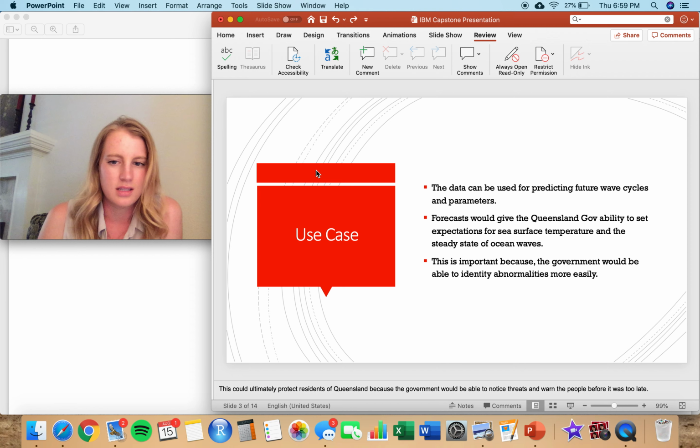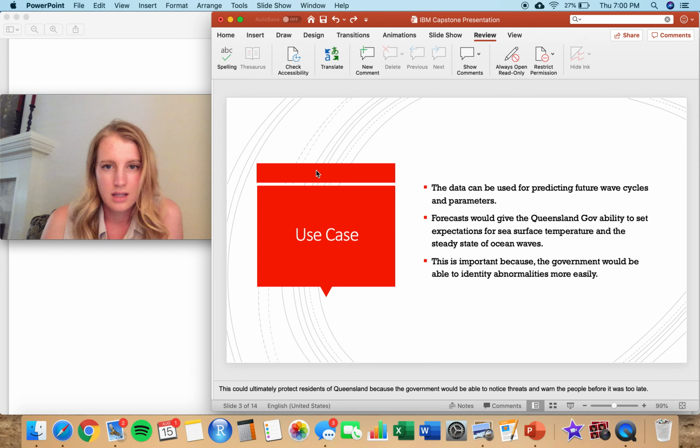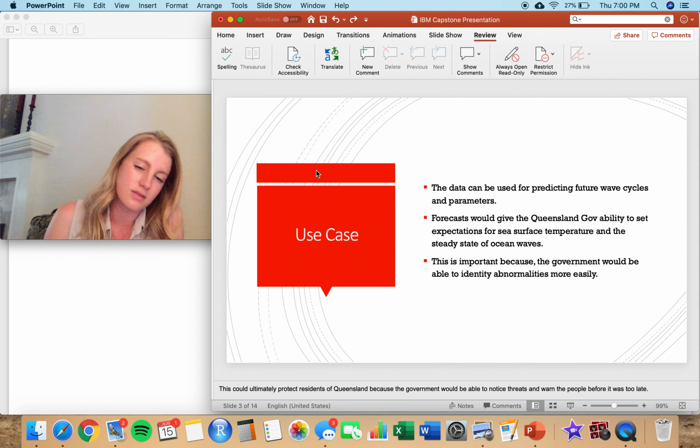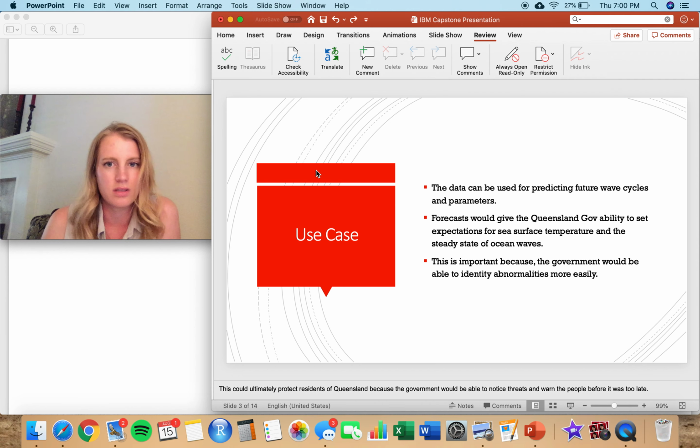The data can be used for predicting future wave cycles and parameters. Forecasts could be given to the Queensland government to set expectations for sea surface temperature and the steady state of ocean waves. This is important because the government could identify abnormalities more easily. This could ultimately protect the residents of Queensland because the government would be able to notice threats and warn people before it was too late, say if there was a tsunami.